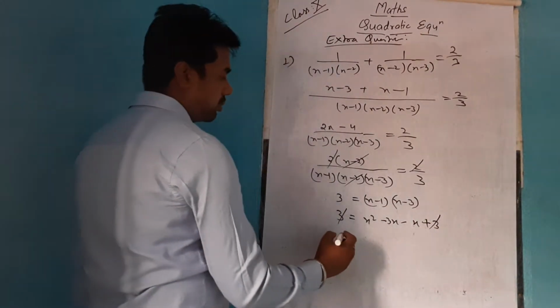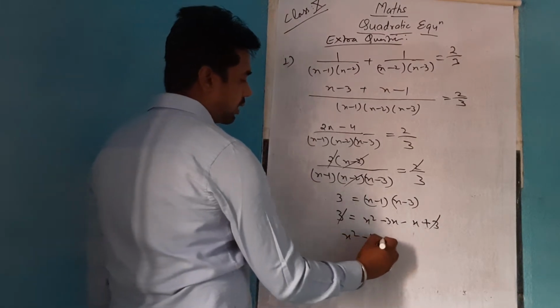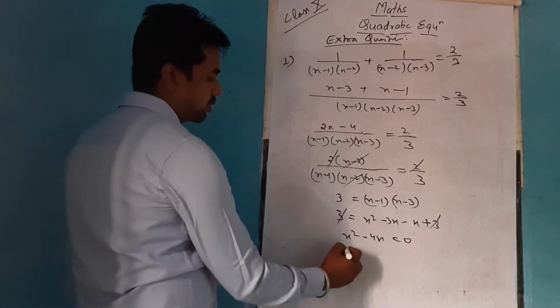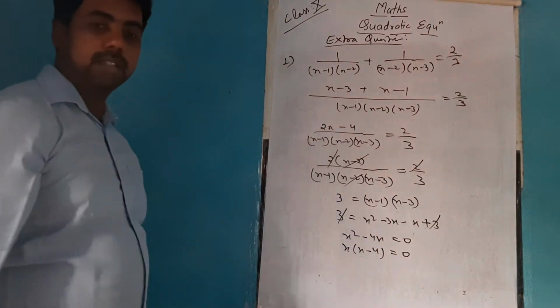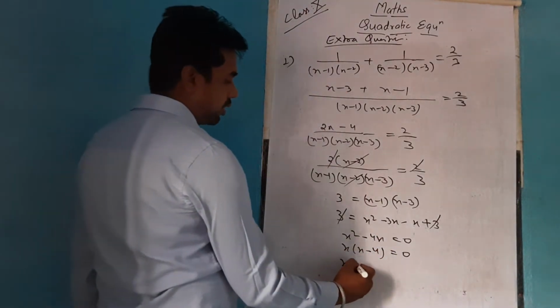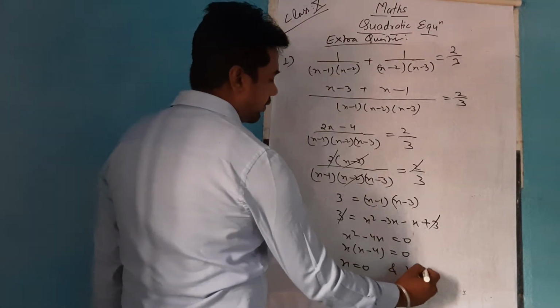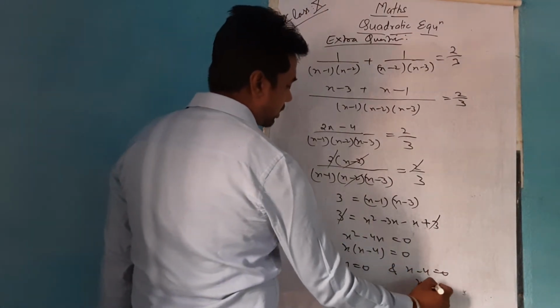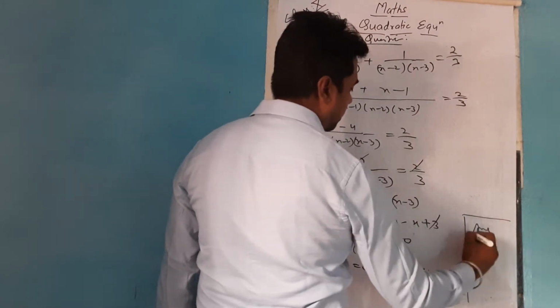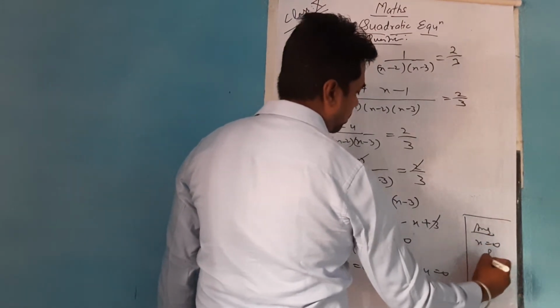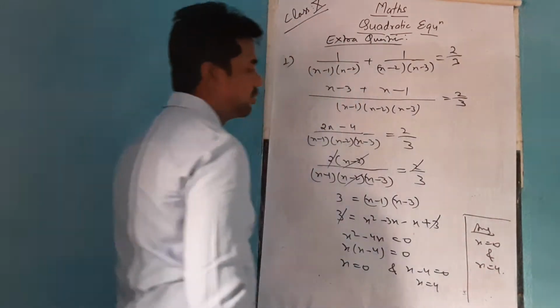3 is cancelled from both, so this becomes x square minus 4x equals 0. x can be taken out as common, so that becomes x times (x minus 4) equals 0. So the value of x is 0, and when x minus 4 is 0, the value of x equals 4. So your answer is x equals 0 and x equals 4.